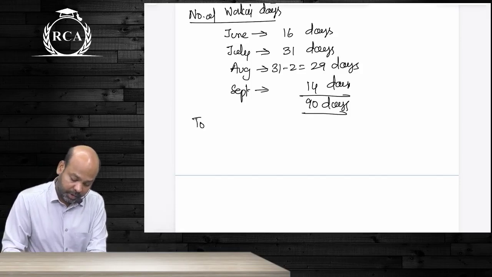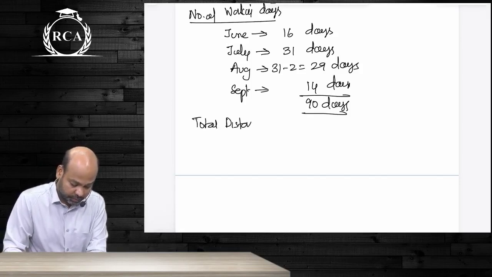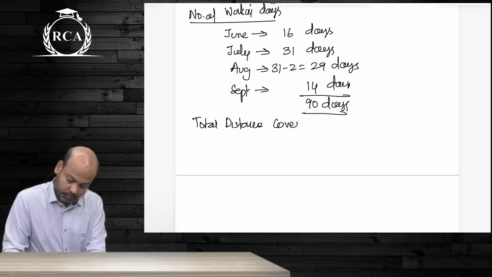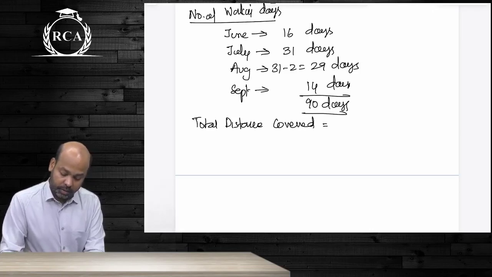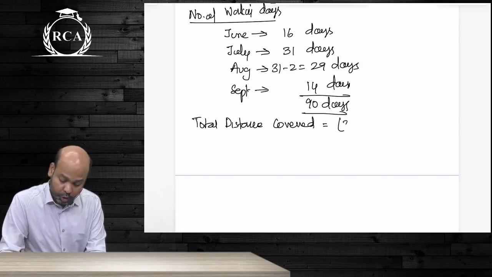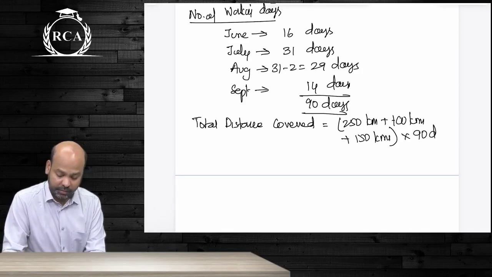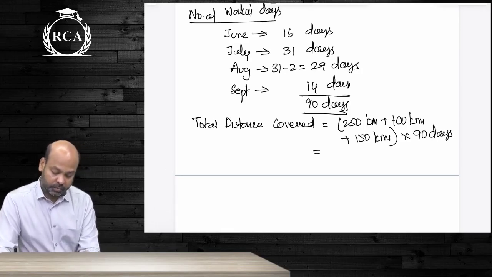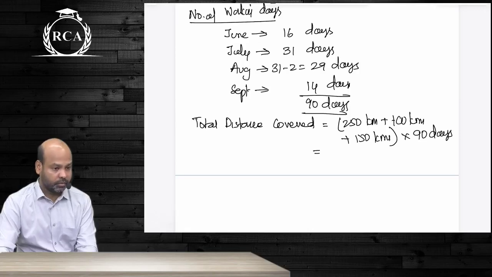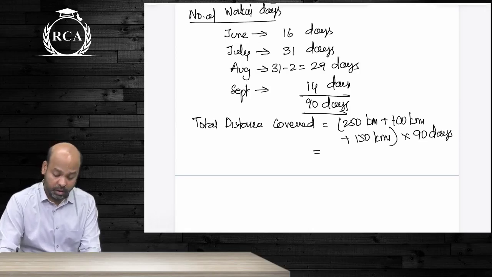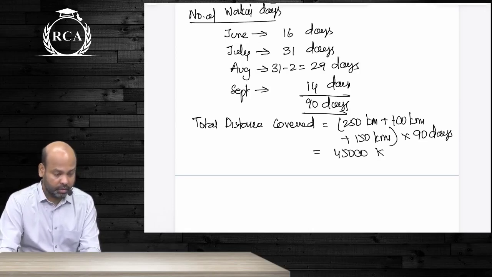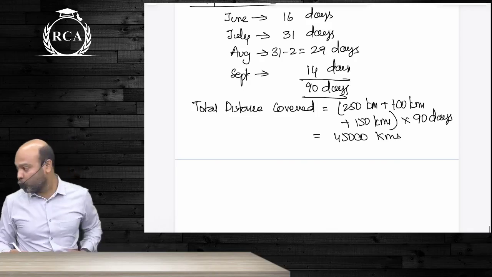Now, guys, what will be the total distance covered? नीचे दिया हुआ है देखो बेटा, 250 kilometers Delhi to Chandigarh plus 100 kilometers plus 150 kilometers. Are you not covering that in one day? Into 90 days. This is the total distance covered, guys.